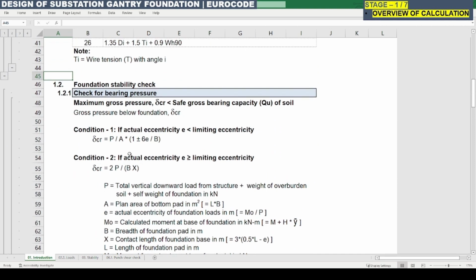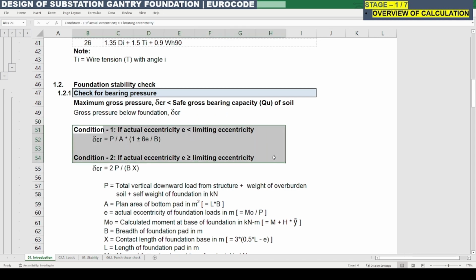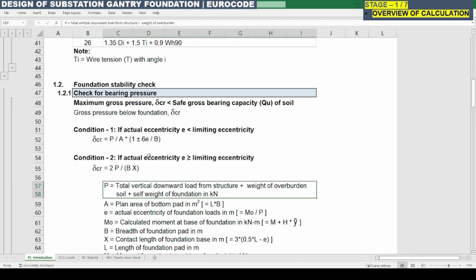So when we look into that bearing pressure check, we need to check whether the maximum gross pressure derived from the foundation is less than the safe gross bearing capacity. Then we can call this foundation safe with the subsoil. So for that we need to check two conditions. Before that we need to find out the eccentricity E of the foundation.